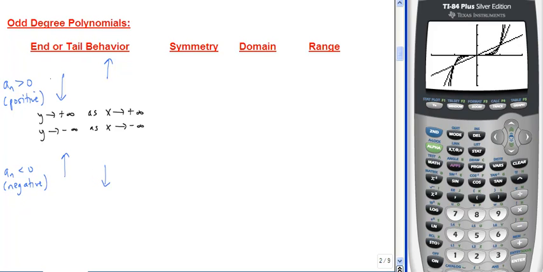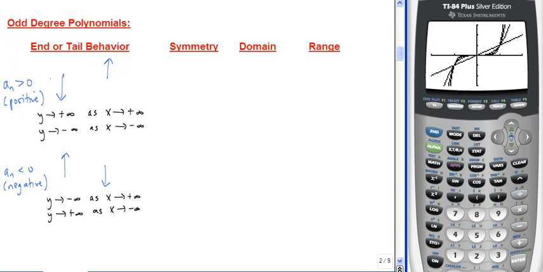So let's fill in our little chart. As x goes to positive infinity, this direction, what are these y values doing? They're going down now. So y is going to minus infinity. And if we look in the other direction, if I go this way on my graph, as x goes to minus infinity, these y's now are going to be shooting up instead. So y would be going to plus infinity. Okay, so there's our tail behavior.